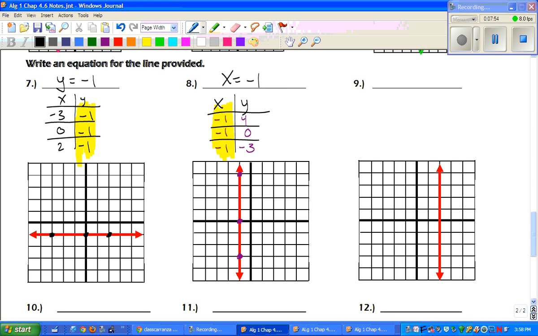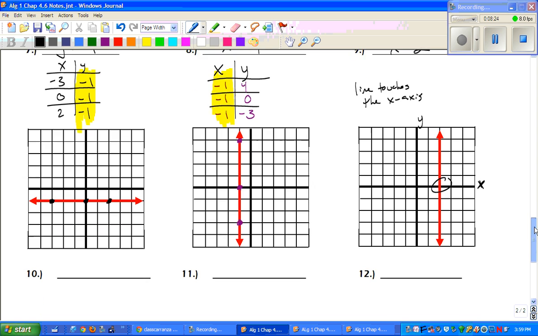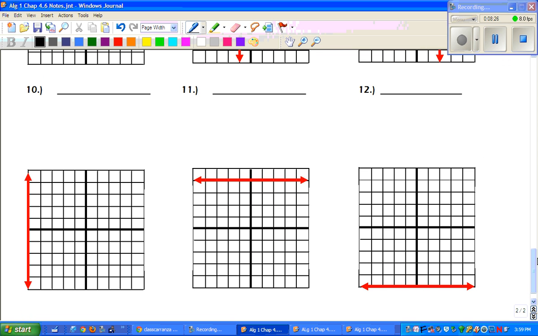Now, another way to do this is I'm just going to label that this is x and this is y, just so I can remember which one it is. Now my line touches the x-axis, and it touches it at 2. So the equation of that line is x = 2. Now, you pick which method you want to do. Number 10, you are all by yourself.